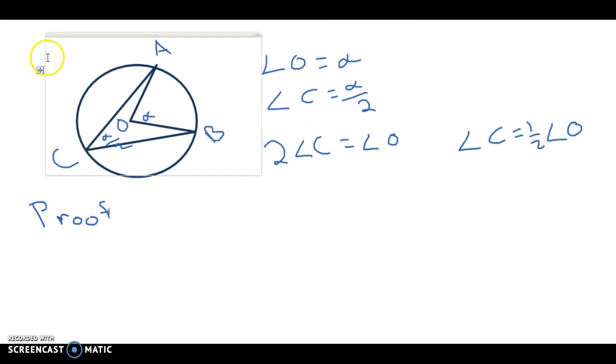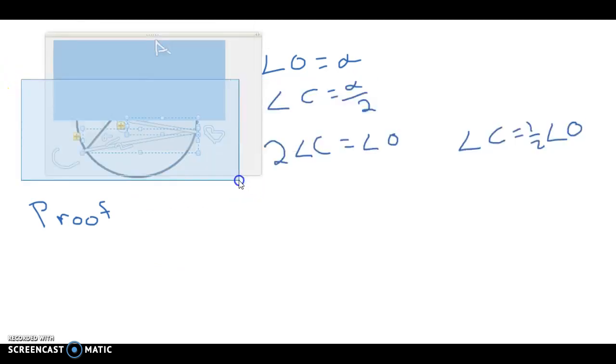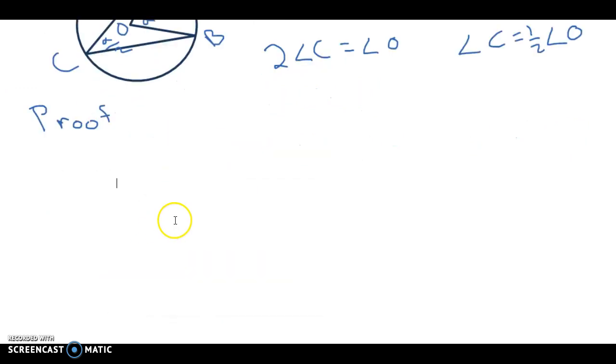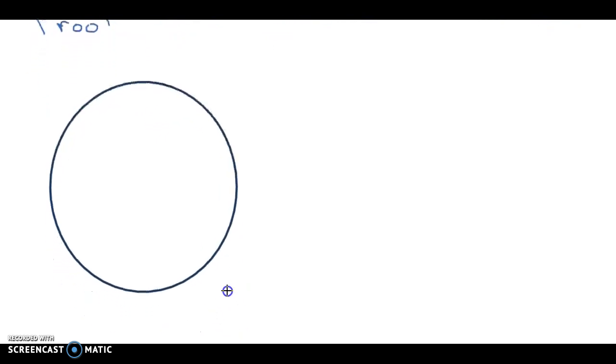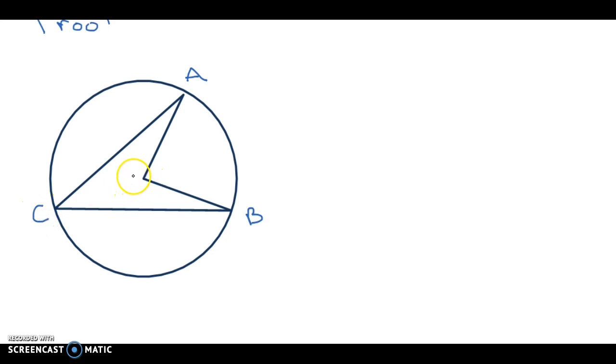So let's copy what we did up here and paste it down here. Okay, that didn't work. It doesn't look like it's going to copy and paste easily, so we can just duplicate it quickly enough. We'll draw a circle, and we will draw in our inscribed angle and our central angle. Remember, our central angle is located at the center. We'll call this A, B, C, and we'll call this O.